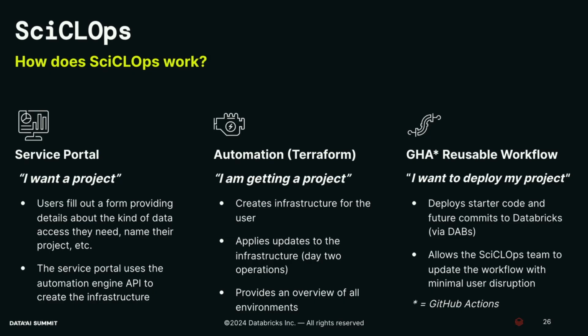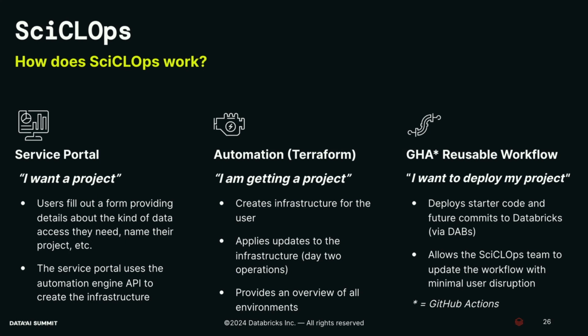And the service portal is just a very simple form that we have users fill out. We ask things like, what is the name of your project? What type of data might you need access to? As well as some GitHub and metadata related information, such as, since we're creating a repo for you, who is going to approve pull requests in that repo, since we require that you do have protected default branches.